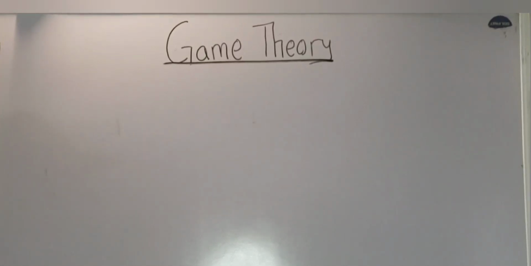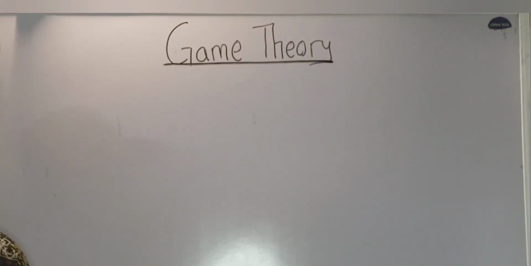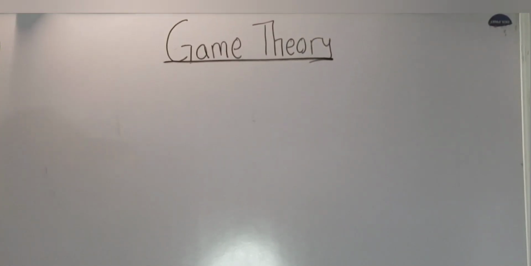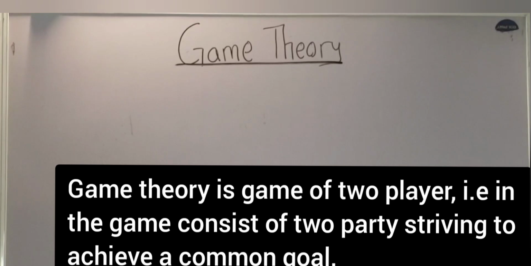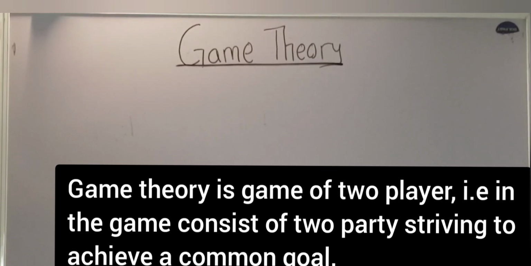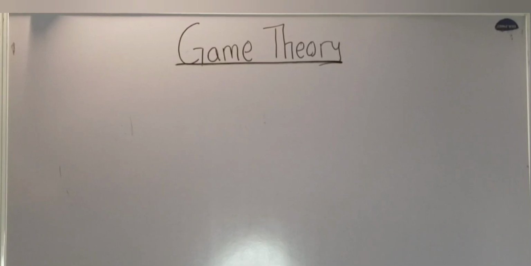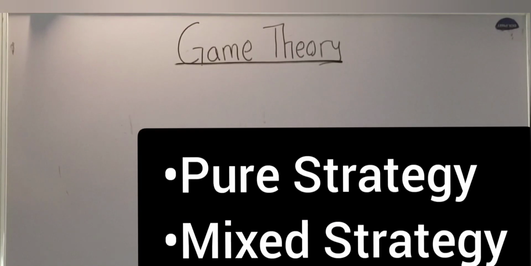Before we solve questions, let's first talk about the basic terminologies in game theory. The first terminology of game theory that we're going to talk about is player. Game theory is a game of two players. Another terminology that we're going to talk about in game theory is strategy. The strategy can be classified into two. We have the pure strategy and the mixed strategy.